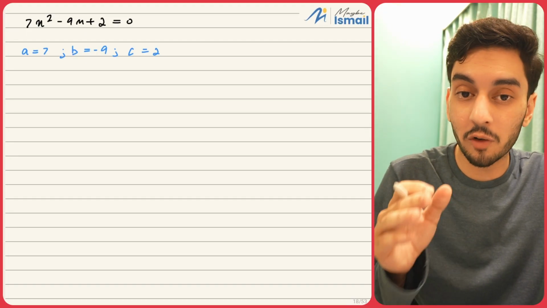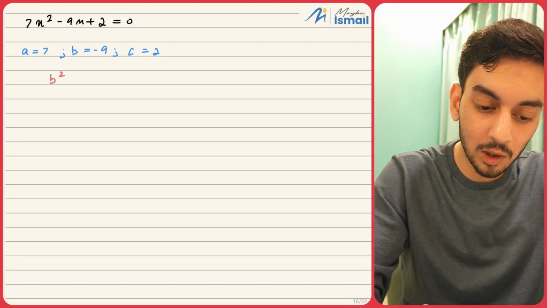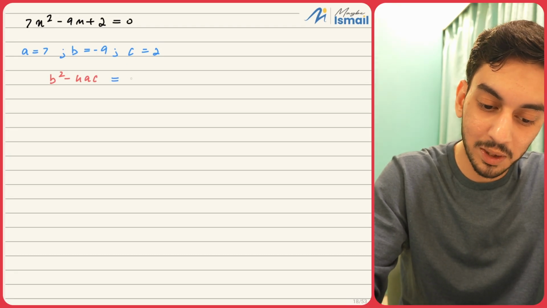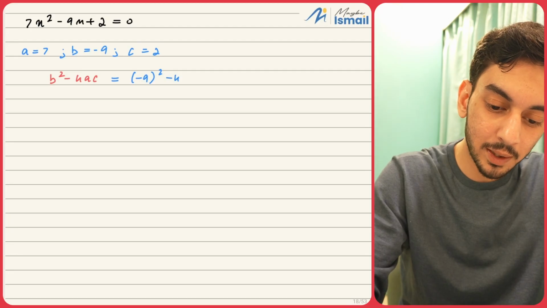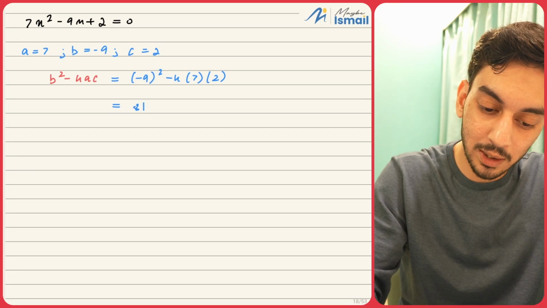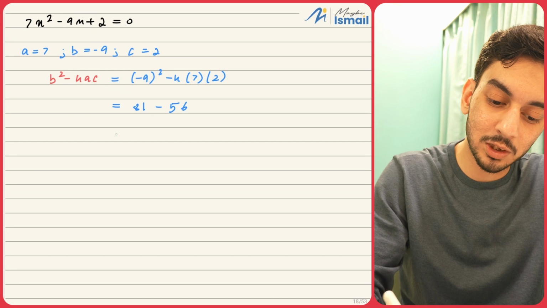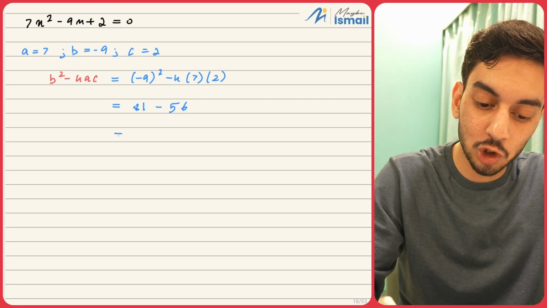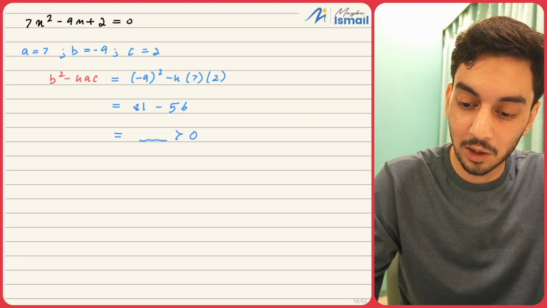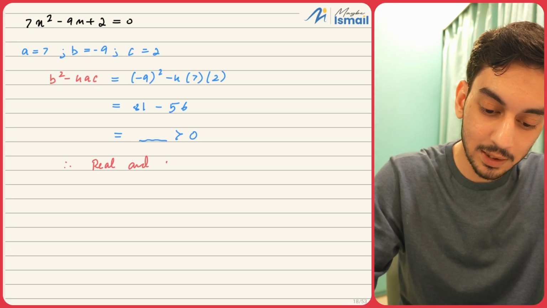Now, in order to find the nature of roots, I don't need the entire formula. I just need the value of b² - 4ac. So b² - 4ac equals negative 9 squared minus 4 times a, which is 7, times c, which is 2. Negative 9 squared is 81, minus 4 times 7 is 28, 28 times 2 is 56. I'm not bothered about subtracting this. I surely know that whatever the answer is, it's going to be greater than 0. If the answer is greater than 0, then the roots are real and distinct.